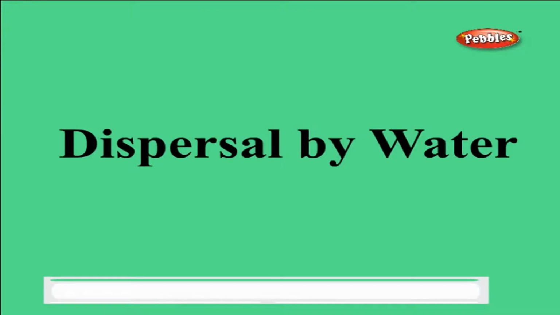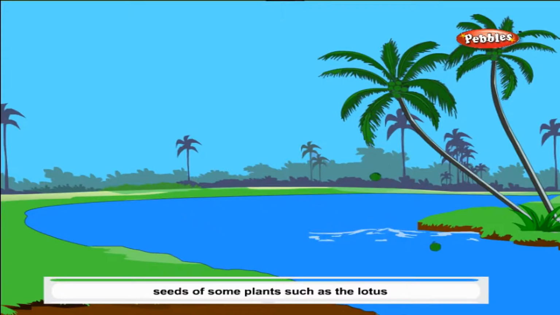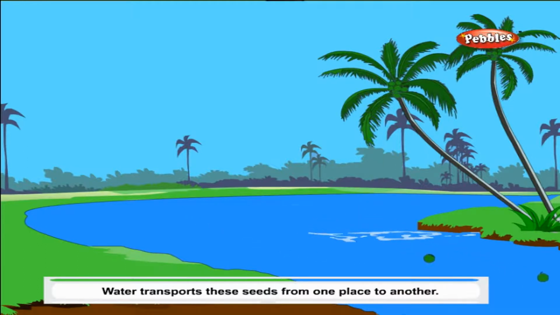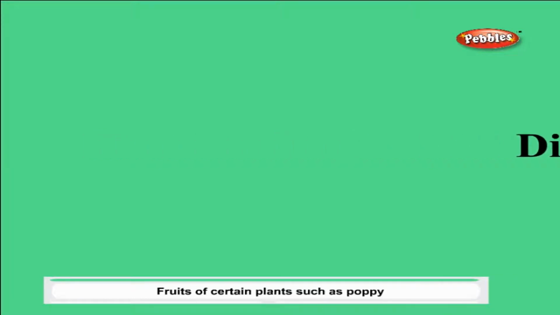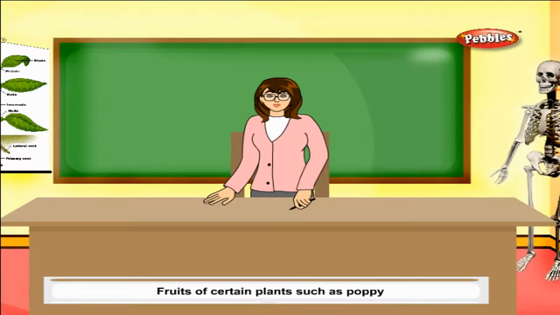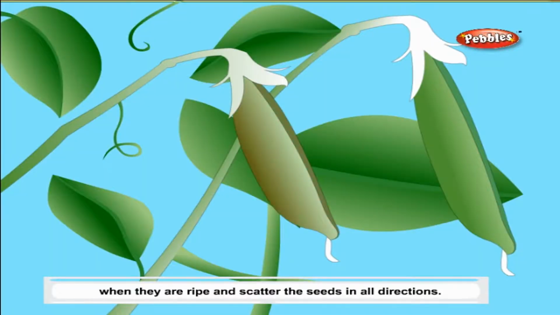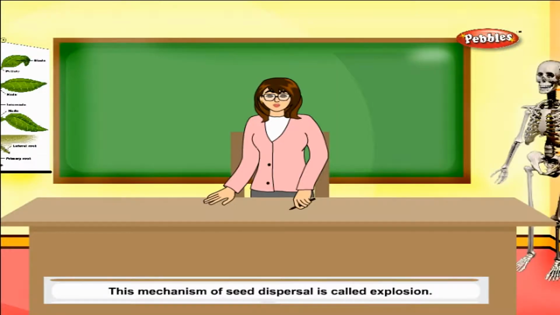Dispersal by water. Seeds of some plants such as the lotus and coconut are spongy. This helps them to float in the water. Water transports these seeds from one place to another. Dispersal by explosion. Fruits of certain plants such as poppy, pea and bean burst open when they are ripe and scatter the seeds in all directions. This mechanism of seed dispersal is called explosion.